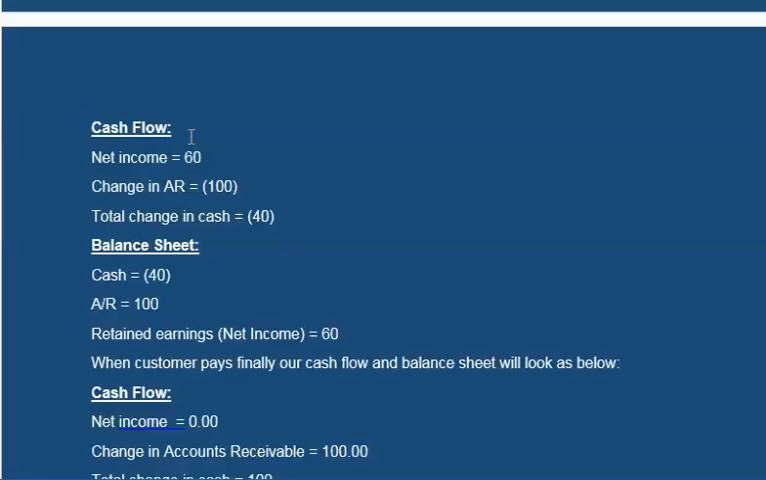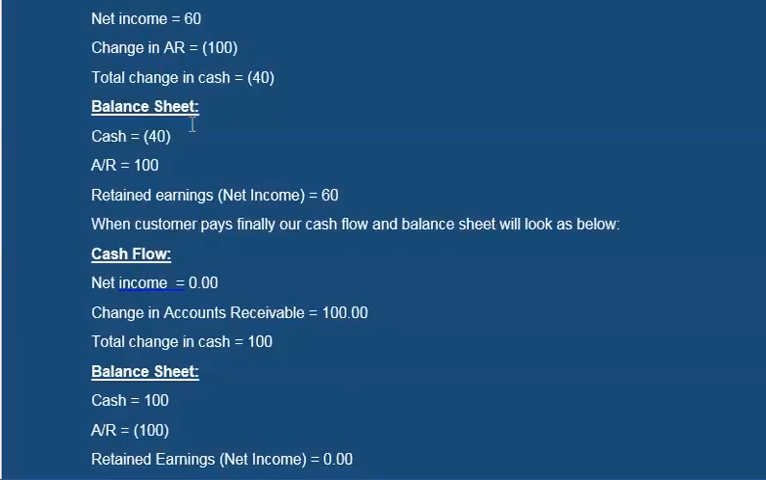Cash flow. Net income will be 60. Change in accounts receivable is negative 100. Total change in cash is negative 40. Balance sheet. Cash will be negative 40 and accounts receivable is 100. Retained earnings, net income will be 60.